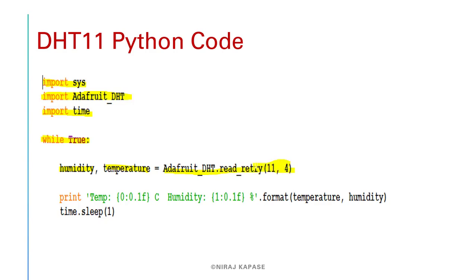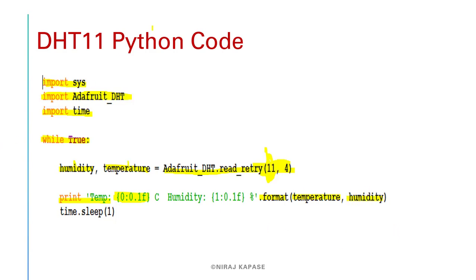Okay, so here we are passing the sensor type and the pin number. If you are using DHT11, we need to pass 11 here. If you are using DHT22, we need to pass 22, and the 4 is the pin number, as the second argument. Then it's going to print the output on the console: print temperature with 0.1 degree accuracy, humidity again with 0.1 accuracy, and the format we are passing takes the temperature as one argument and the humidity from here.